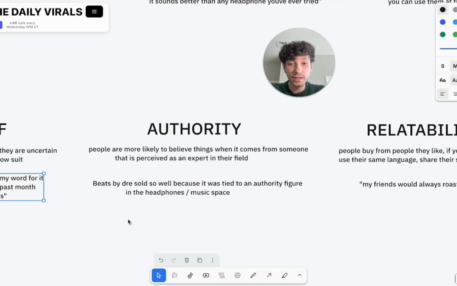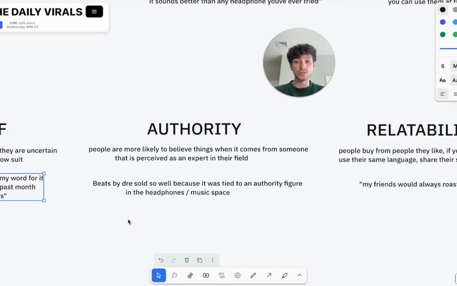People are more likely to believe things when it comes from someone that's perceived as an expert in their field. This is why all the doctor content works so well, because they're kind of taking that authority. By prescribing Goli ashwagandha, people thought it was a real doctor, and they're like, okay, I should listen to this guy because he's wearing scrubs. Obviously, not good, but we can tie this authority in different ways.